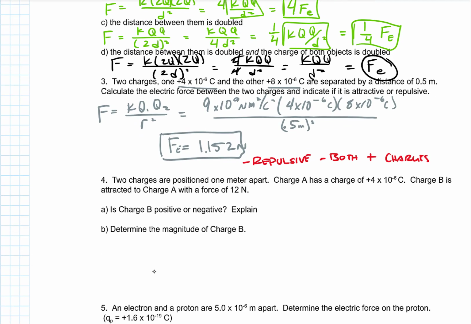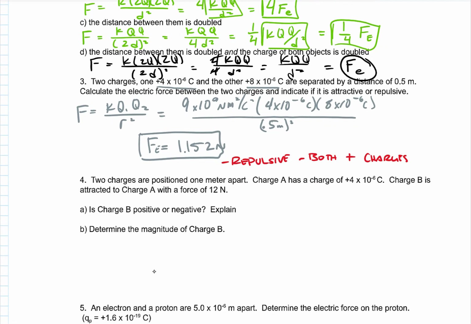Okay. Two charges are positioned 1 meter apart. Charge A has a charge of +4. Charge B is attracted to charge A with a force of 12 newtons. Is charge B positive or negative? Well, since they're attracted, we know that opposite charges attract.